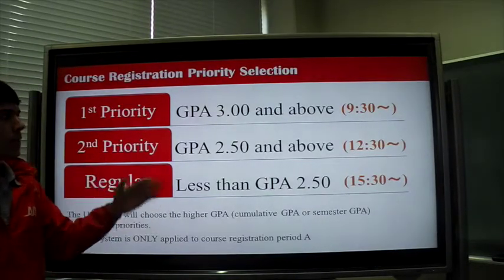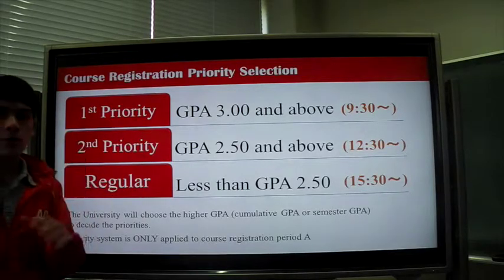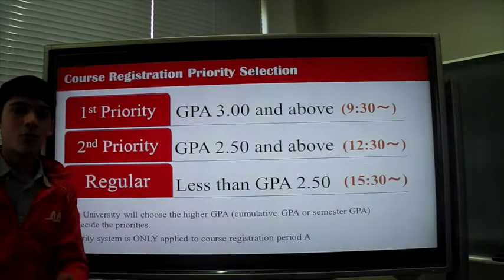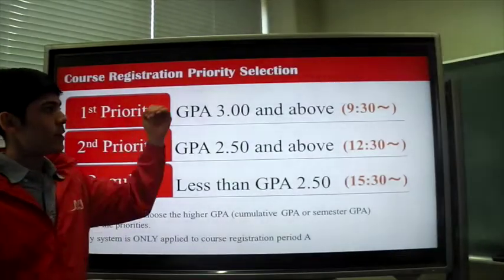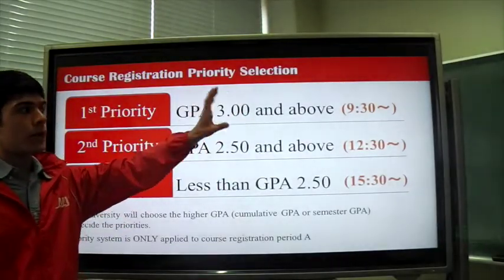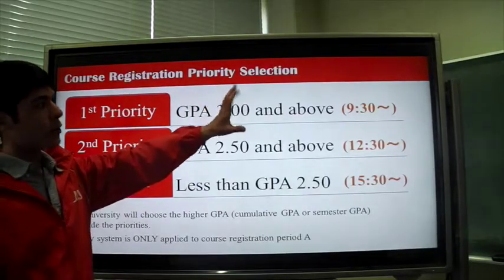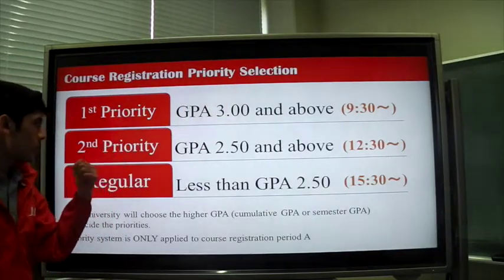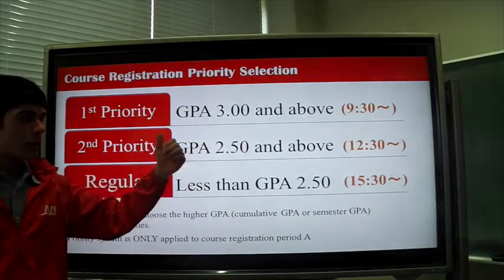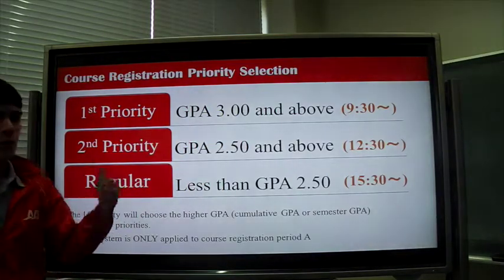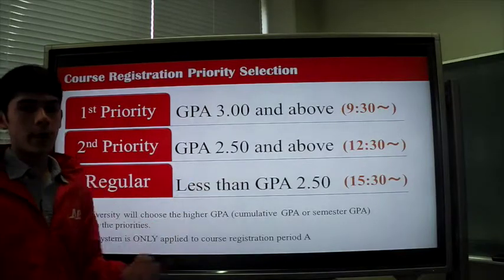And the importance is that first priority students, who study really well and have really good grades, can select their subjects from the morning, from 9:30. The second priority students will do their course registration from 12:30, and regular students will do their course registration from 3:30 p.m.